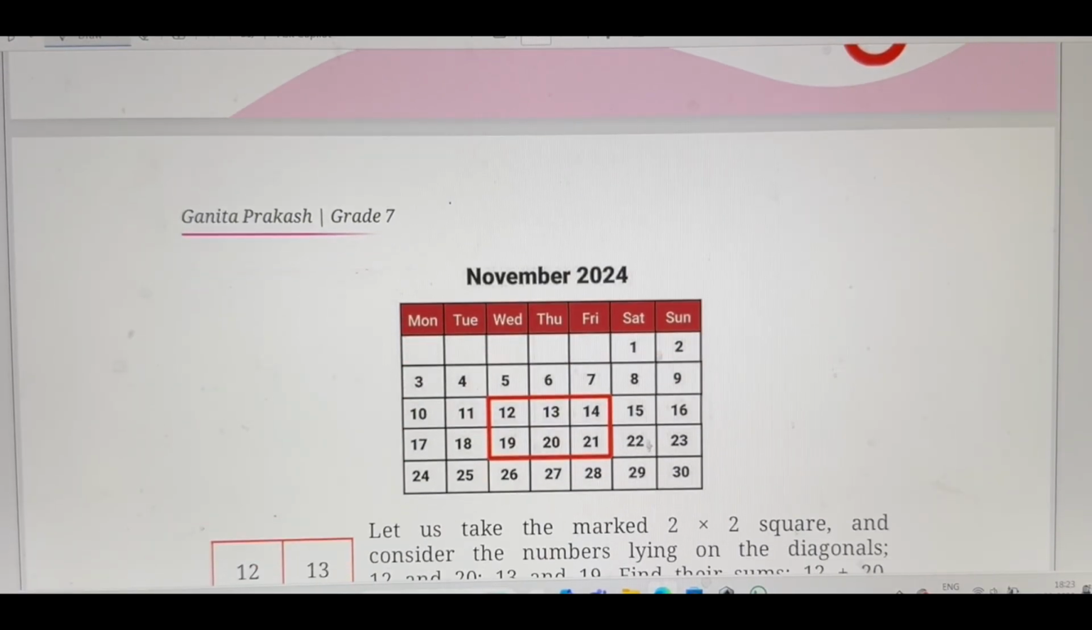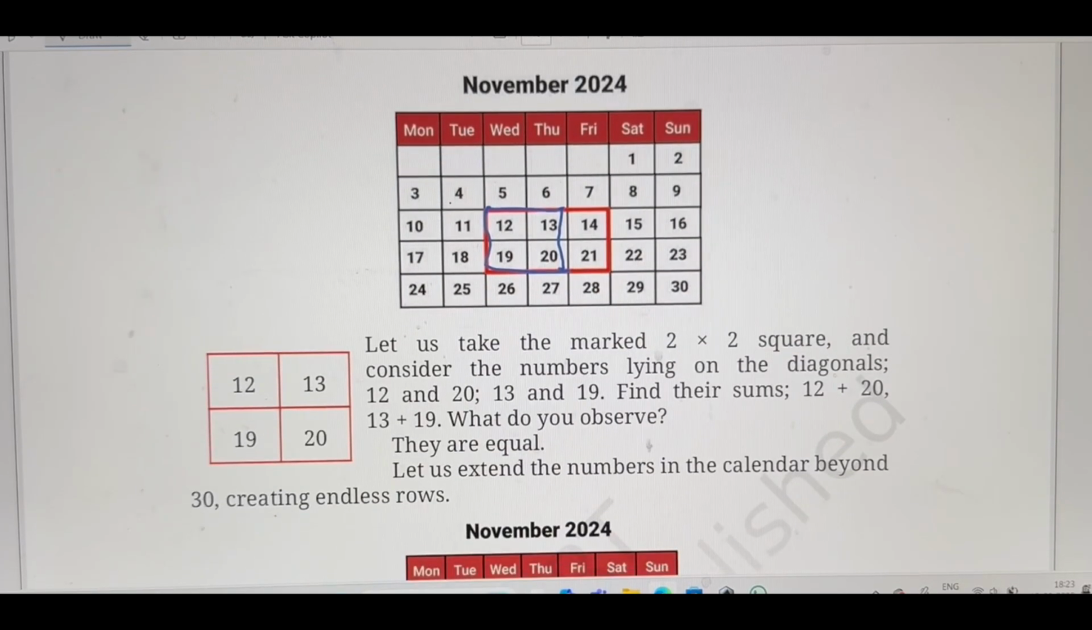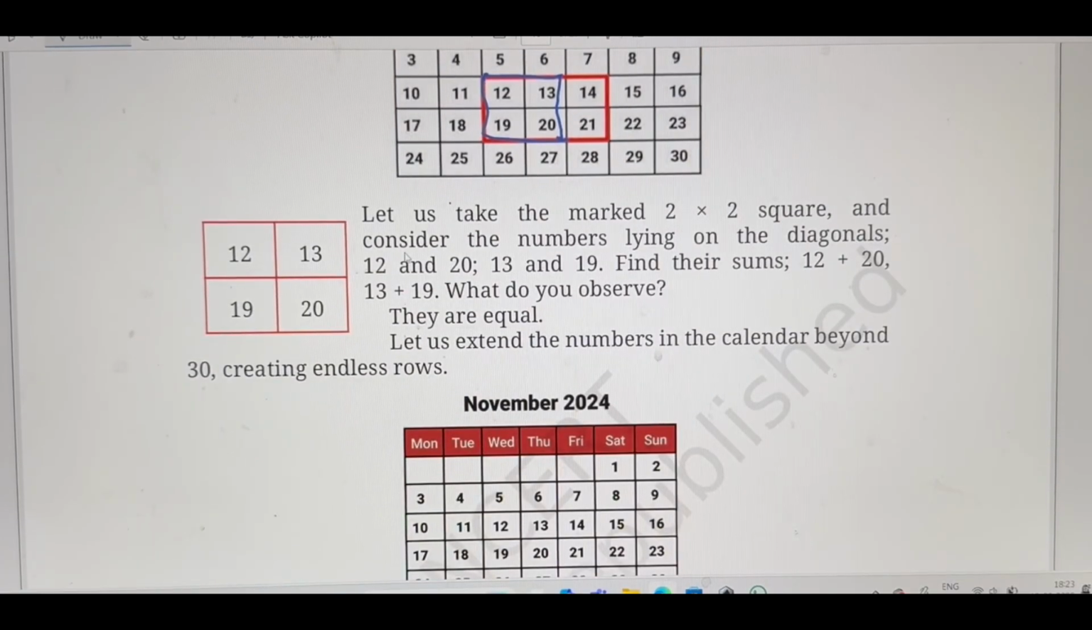they have marked one 2 by 2 square, right? This one is taken. This square is considered. It is written separately: 12, 13, 19, 20. Now if we consider the numbers lying diagonally, like this, 12 plus 20 is 32. And if we add 19 plus 13, that also gives 32. What do you observe? They are equal, right?